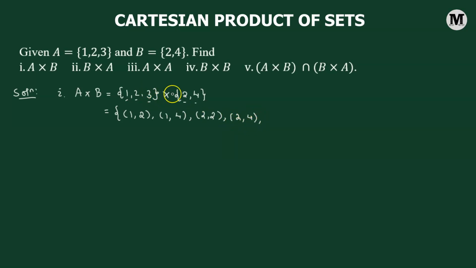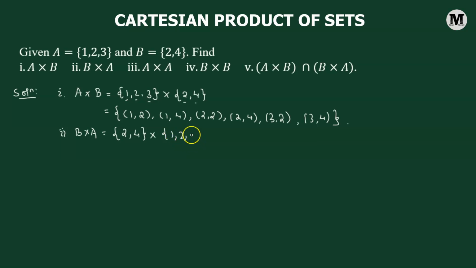Next, we pick up the third element of the first set A and form an ordered pair with the first element of the second set, and also another ordered pair with the second element of the second set. So this is going to give us the Cartesian product of the set A with set B. Now let's try to find out the Cartesian product of the set B with the set A. Now we'll take the elements of the set B, which are 2 and 4, and we're going to form a Cartesian product with the elements of set A.